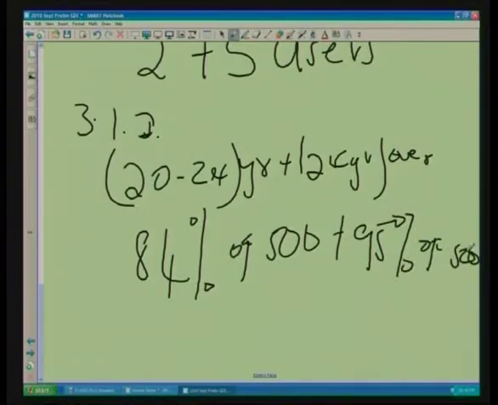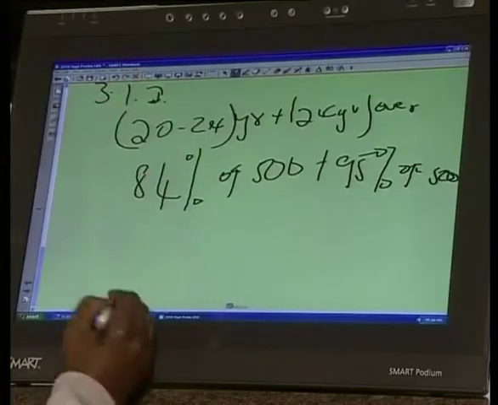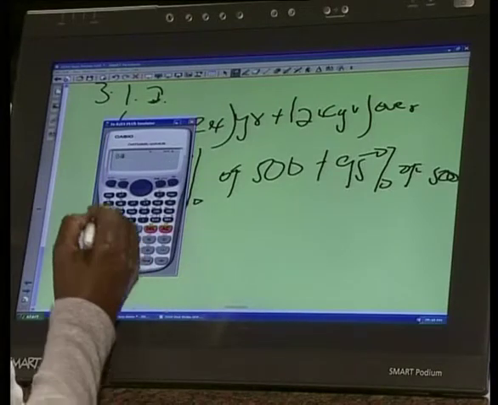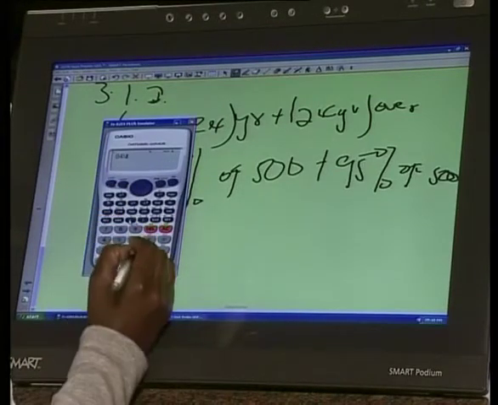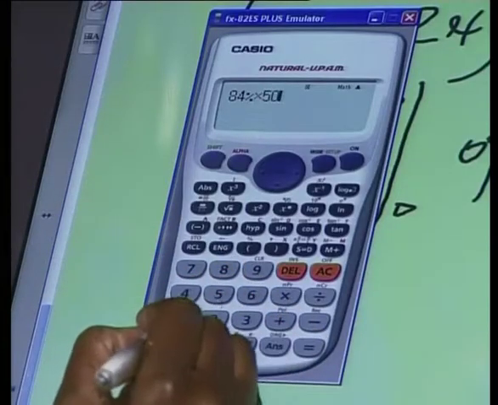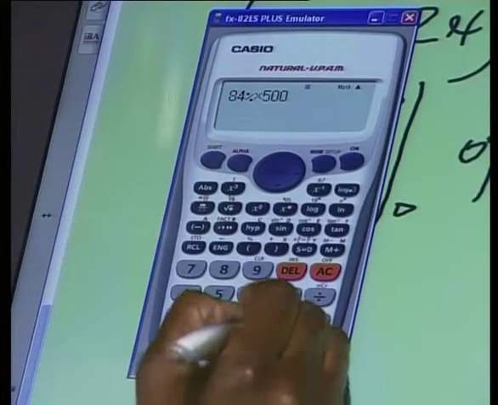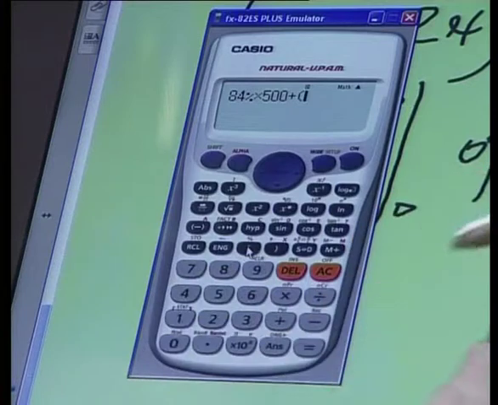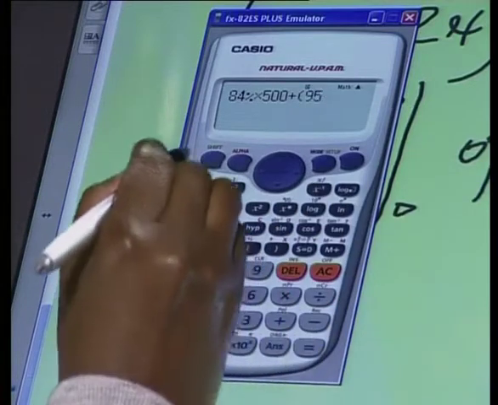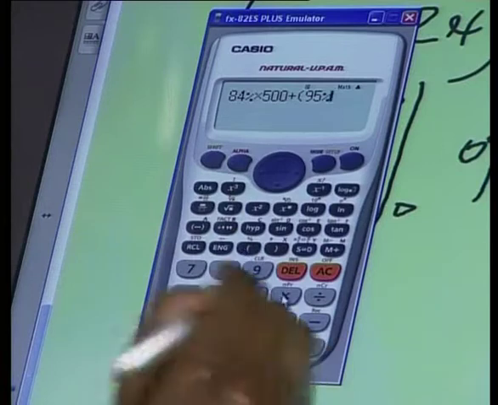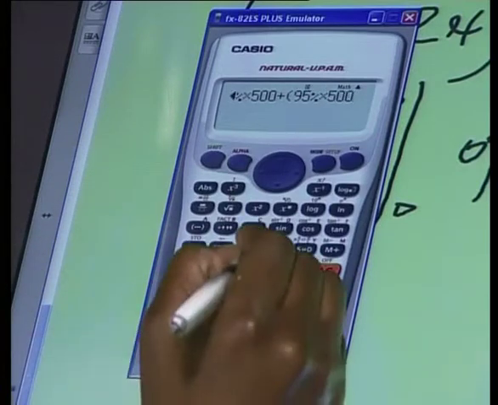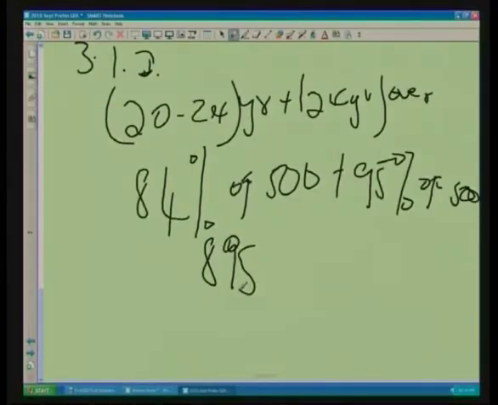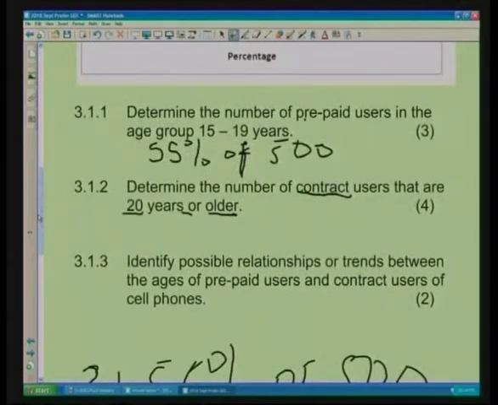The most important thing that you need to remember, use your calculator. They said 84% of 500, you simply go there, 84. You go to shift percentage of 500. And then you say plus. To make it safe, just put them in the bracket. How many percentage? 95. You go to shift percent of also 500. And the answer that you get, you simply write it there. So you have answered your question for 3.1.2.